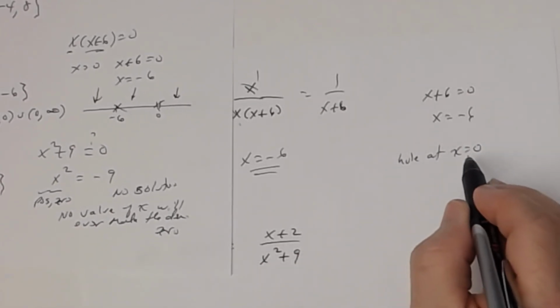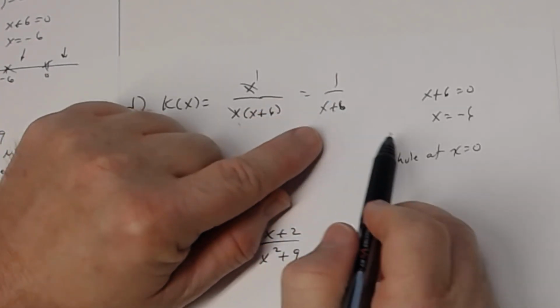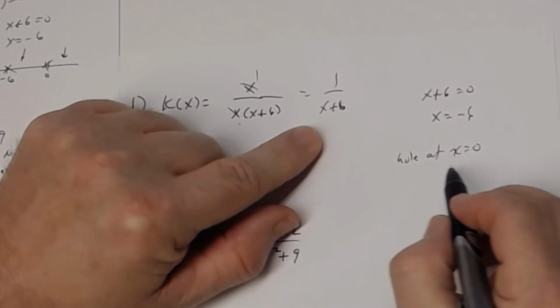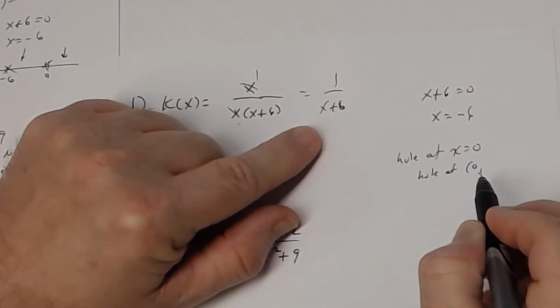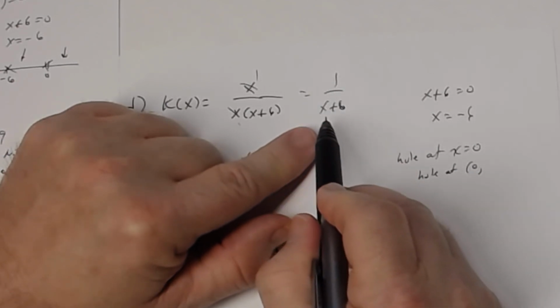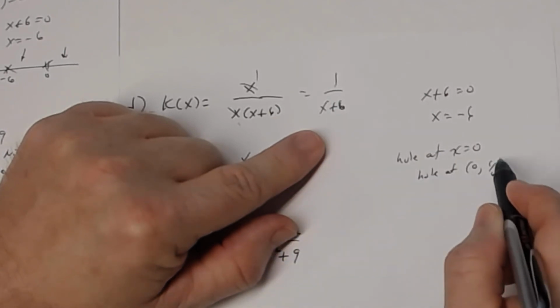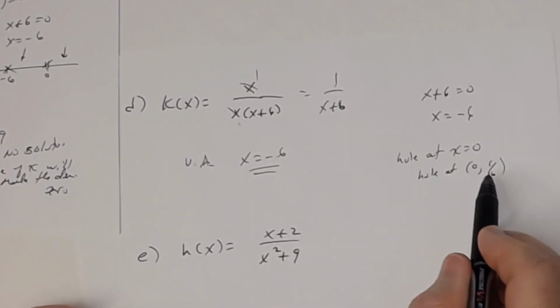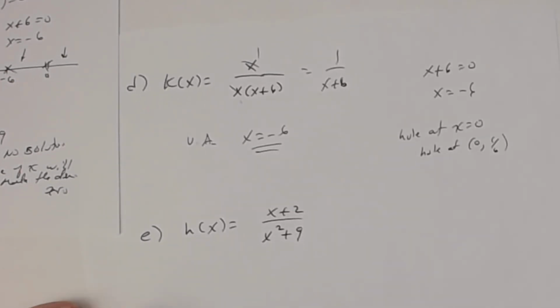Whatever y is, when x is 0, you can figure it out. So let's see where the hole is. The hole is going to be at 0 comma, x is 0, and then you always go back to the factored form here. So 0 plus 6 is 6, so you get 1 divided by 6. So you get a hole in the graph at (0, 1/6). That's what that means. Okay?